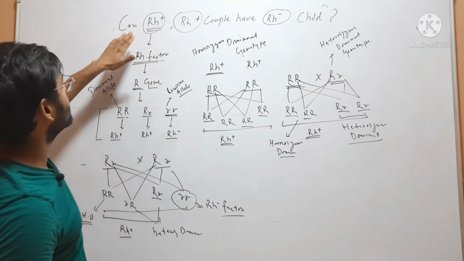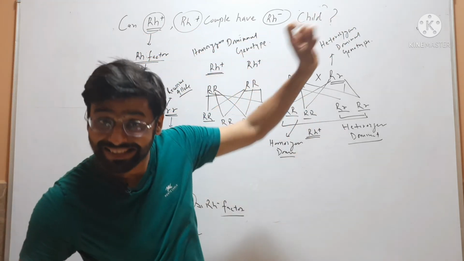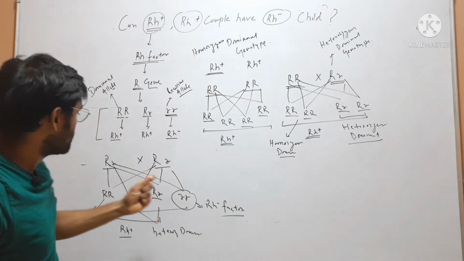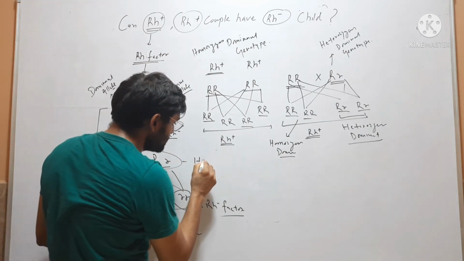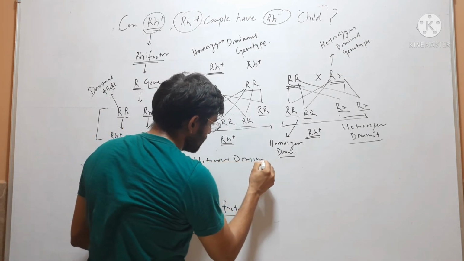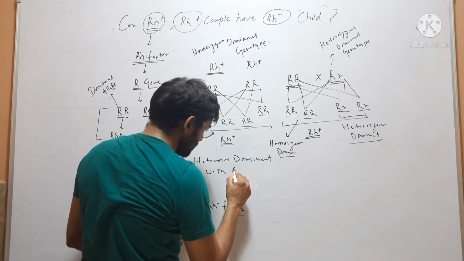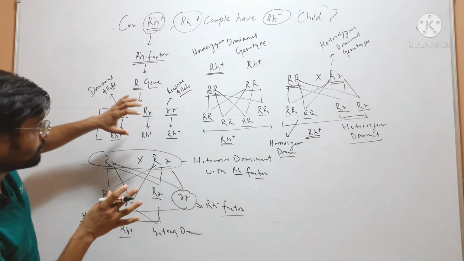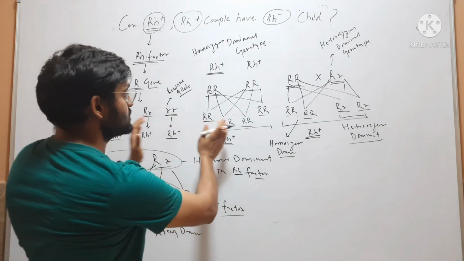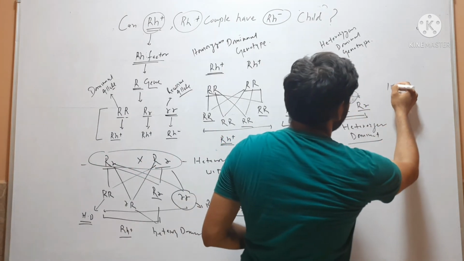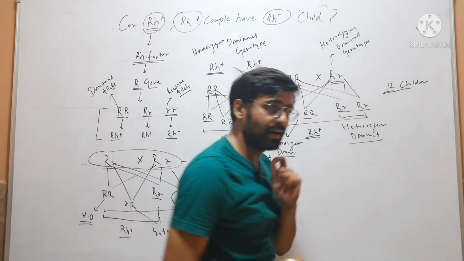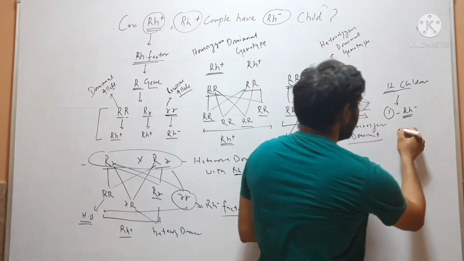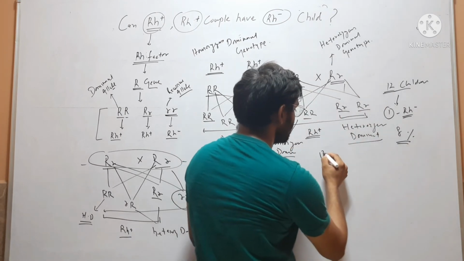So our question was, can an Rh positive couple have an Rh negative child? Yes. An Rh positive couple can have an Rh negative child only if both are heterozygous dominant for the Rh factor. So here we can count possibilities: four children from this cross, four from this, and four from this, so we have a total of 12 children. Out of 12, only one is Rh negative. So there is a possibility of around 8% of having an Rh negative child.